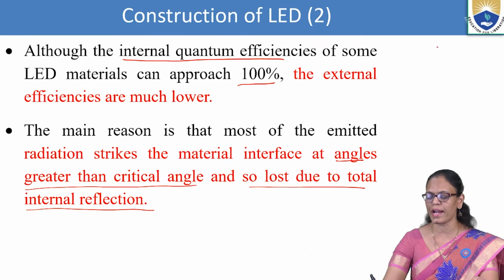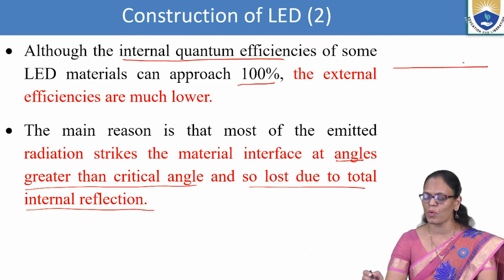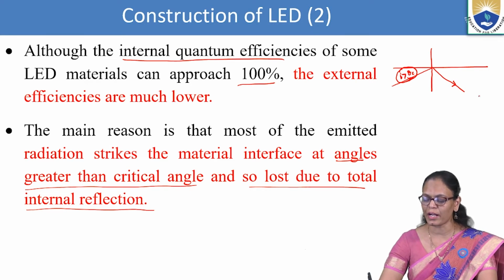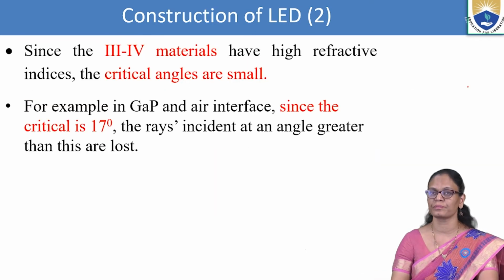Here we need to understand what total internal reflection is. Whenever a light ray is incident at an angle greater than the critical angle, the light ray gets reflected back into the same medium. What is the condition here? It should come from a denser medium to a rarer medium, and the angle of incidence should be greater than the critical angle. Whenever the light strikes the material interface at an angle greater than the critical angle, it comes back and is lost due to total internal reflection.